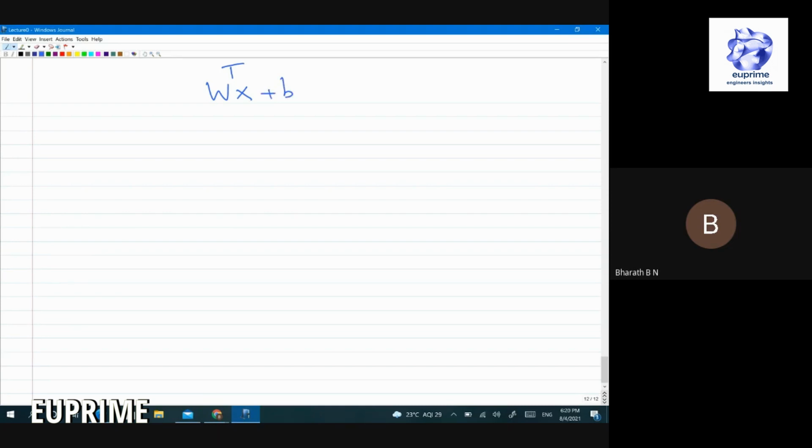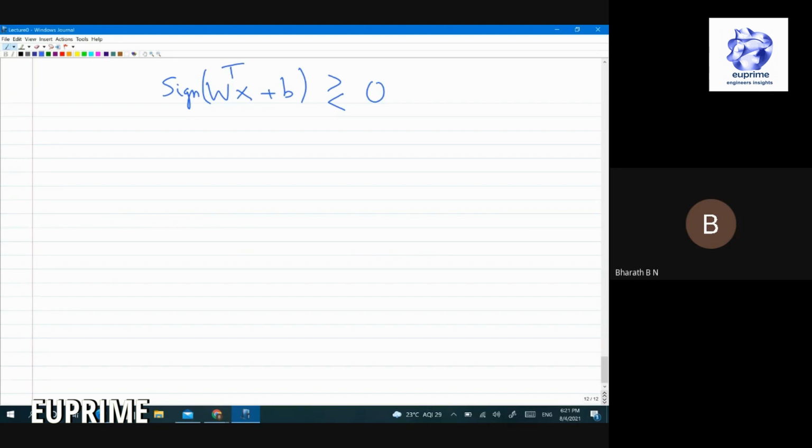Now I have to say whether this feature or point lies to the left of the hyperplane or to the right of the hyperplane. That's all I have to say. So how do you say that? Well, it's simply the sign. The sign of W transpose x plus b will tell me: if it is positive, it's to the right, or negative, it's to the left. So this is how I can decide whether the point is to the left or right. Do you agree with this?